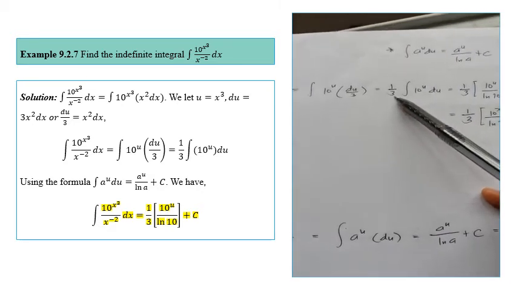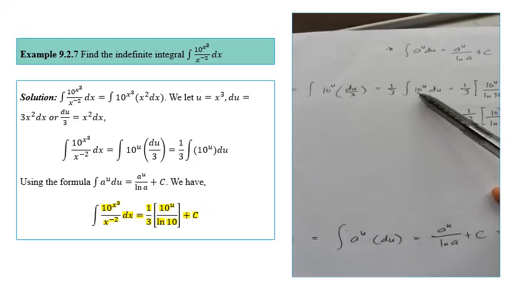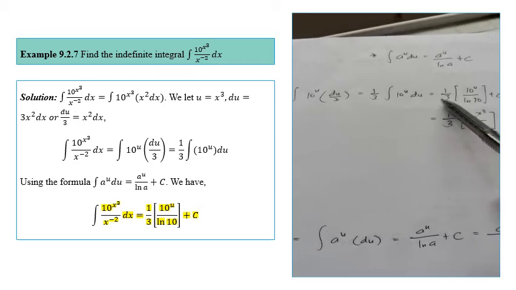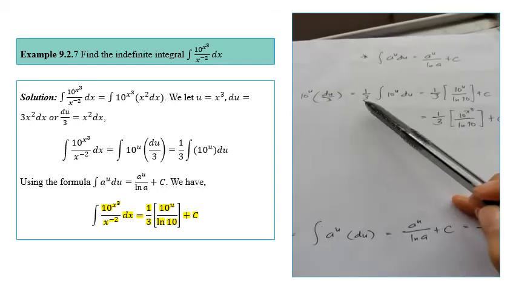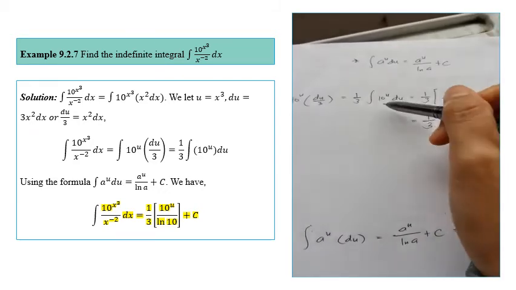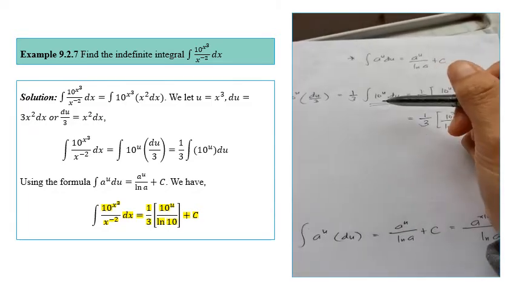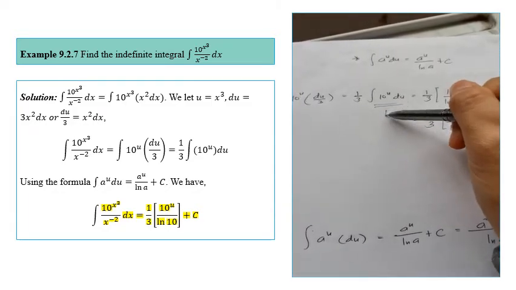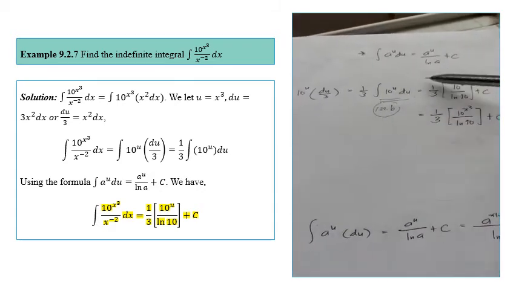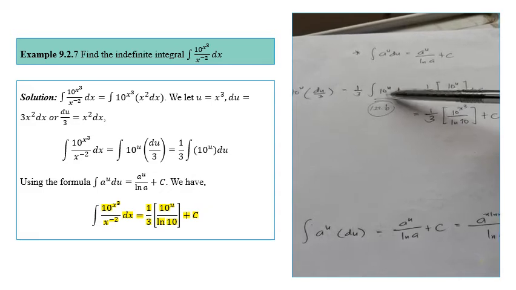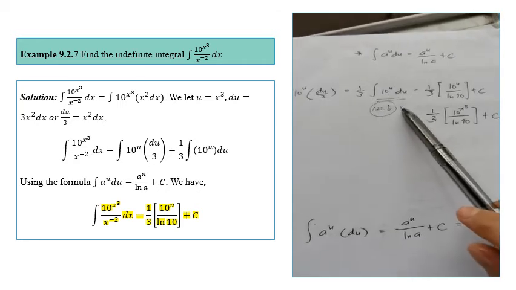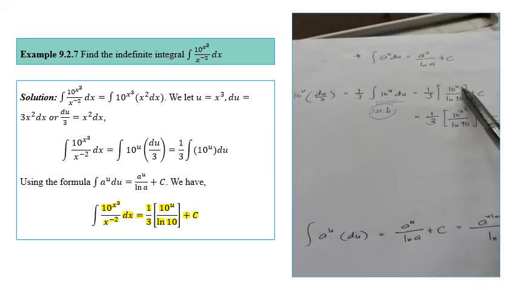That's why it became 1 over 3, or 1/3, times the integral of 10 raised to the power of u du. So this is equal to 1/3. That 1/3 comes from here. Take note: applying theorem 1.2.2b, the a here is 10, and the x here is the variable u. So the integral of this is 10 raised to the power of u.